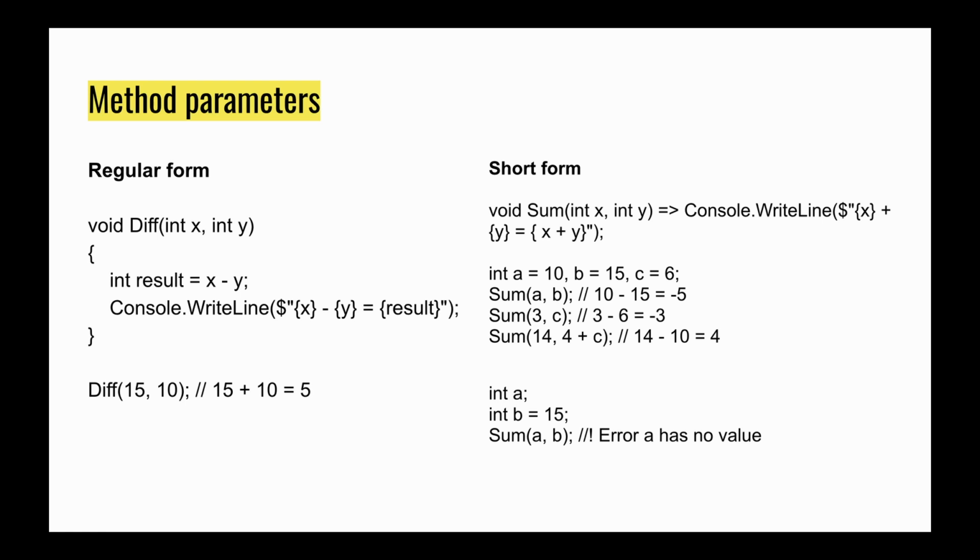When the diff method is called, the values are passed to the parameters by position. For example, in the call diff, the number 15 is passed to the x parameter, and the number 10 to the y parameter. Parameters can also be used in a shortened version of the method.